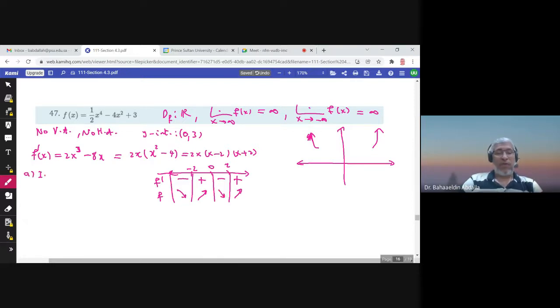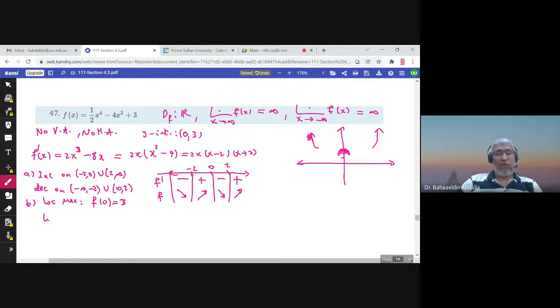So part A would be increasing on negative 2 to 0, union 2 to infinity, and the function f is decreasing on negative infinity to negative 2, union 0 to 2. And part B, I have a local maximum at what? At 0. So f of 0 is a local maximum, f of 0 equals 3. So again, 0, 3, the y-intercept here is a local maximum. That's okay.